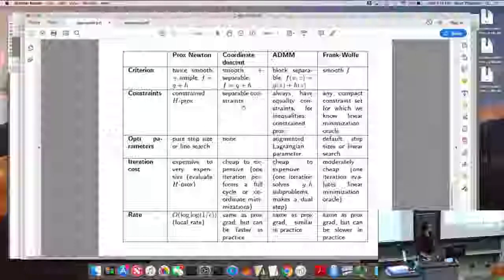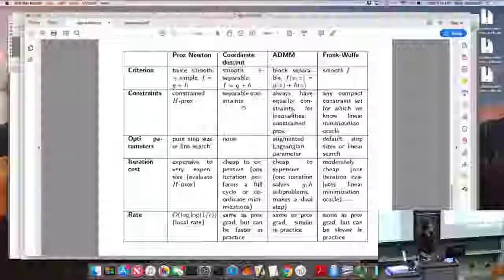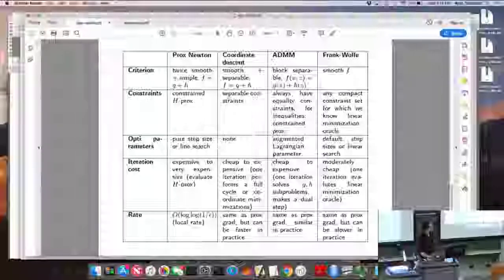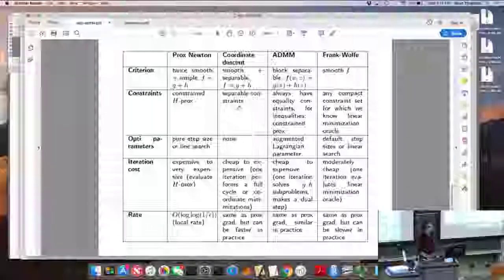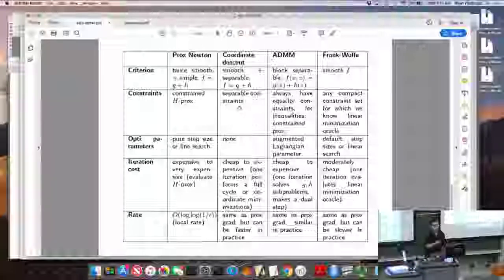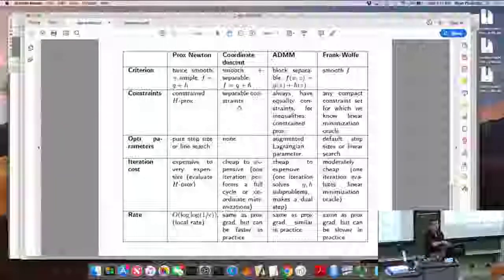Constraints, they all play a different role here. For coordinate descent, we can handle constraints as long as they're separable. If we have a constraint on each block, like x_i, that's no problem. That just goes into the coordinate-wise minimization.